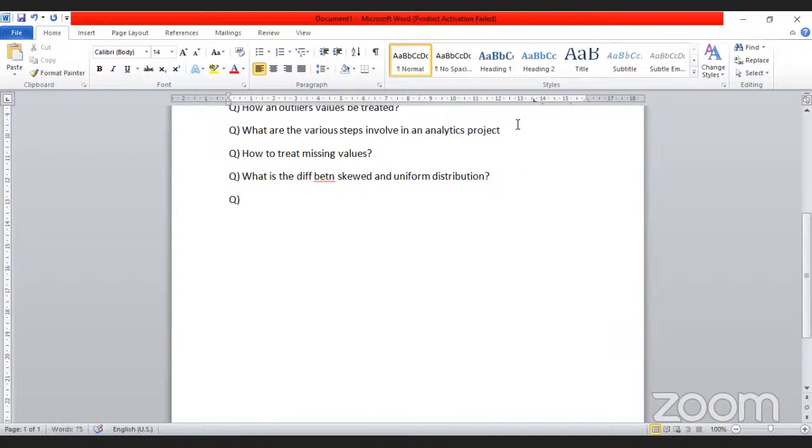So the next question is, what do you understand by recall and precision? Try to give an answer. Think about it. What could be your answer?